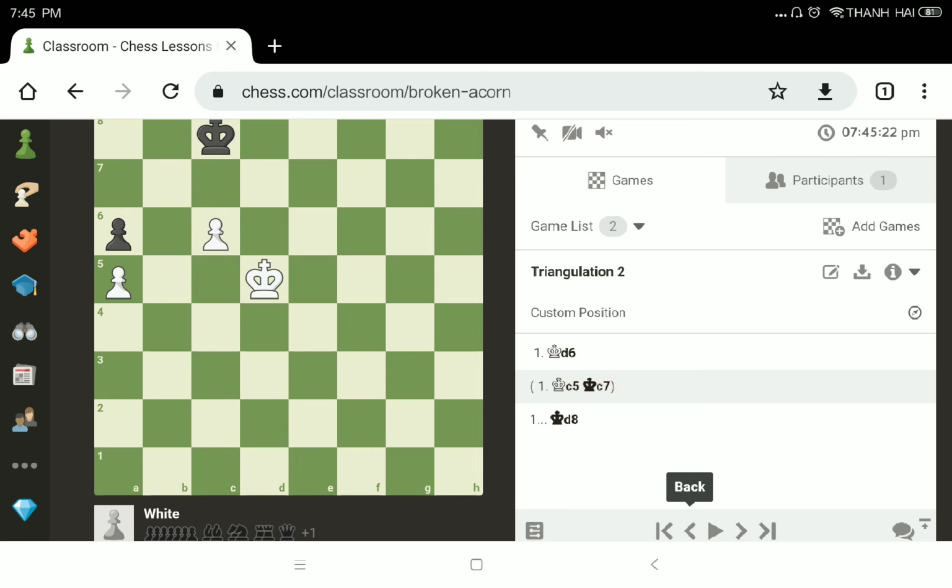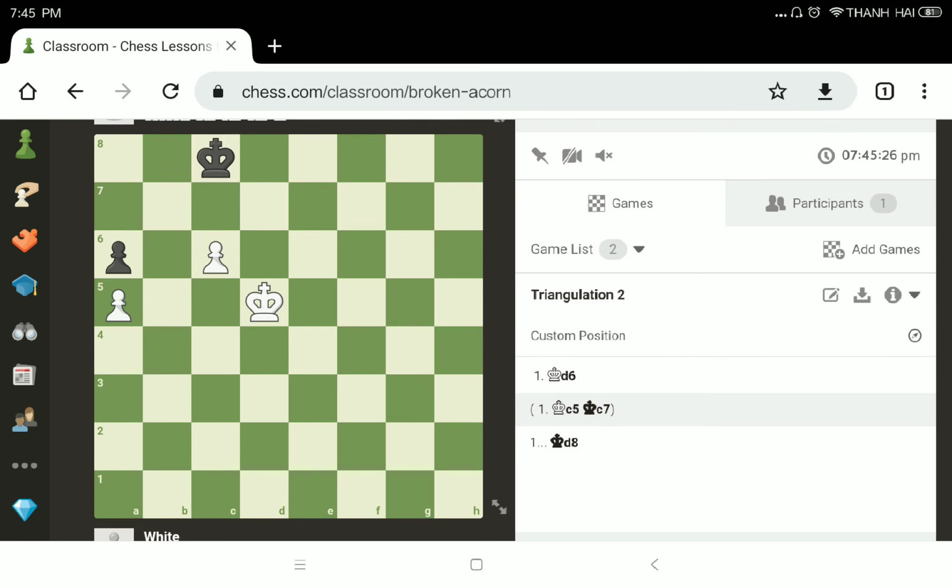But imagine now black to move. In case black to move, if they move king d8, we move king d7, we take a position. If they move king c7, we move king c5, we take a position. Okay.